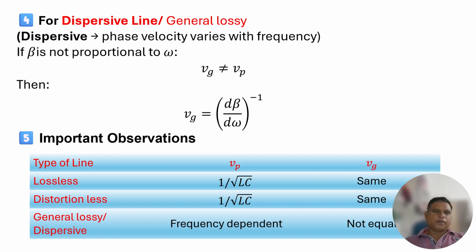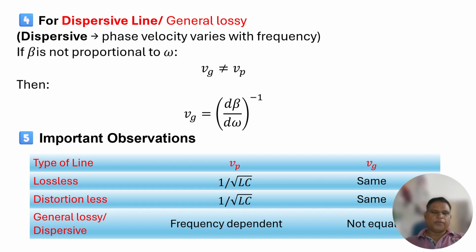For dispersive transmission line or general lossy transmission line, the phase velocity varies with the frequency. If beta is not proportional to omega, then the phase velocity is not equal to the group velocity. Then Vg is equal to d beta by d omega whole power minus 1.